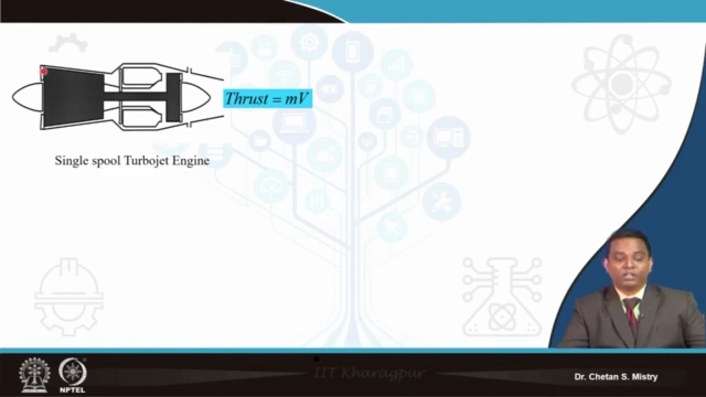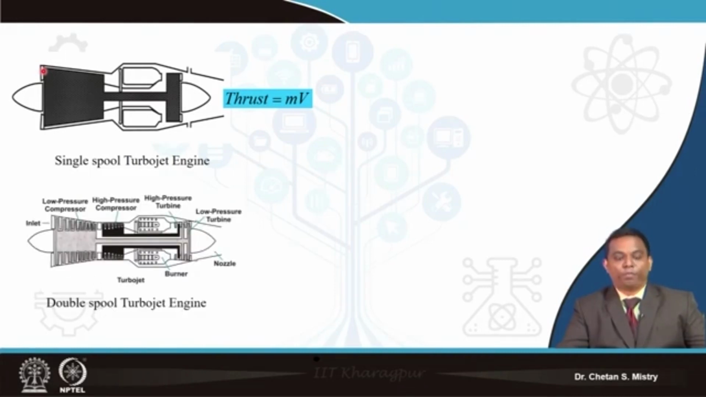Now in order to meet this requirement, people opted for the second option, which is called the double spool turbojet engine. Here if you look, we have two shafts. One is called the LP spool, and the second one is called the HP spool. The front part, which is called the low pressure compressor, is connected with my low pressure turbine.